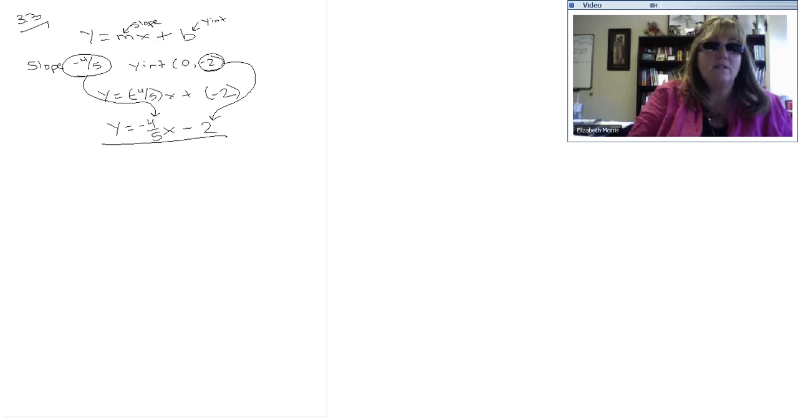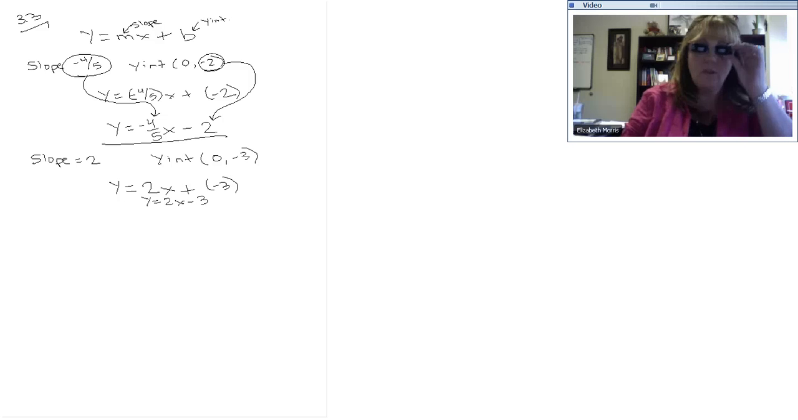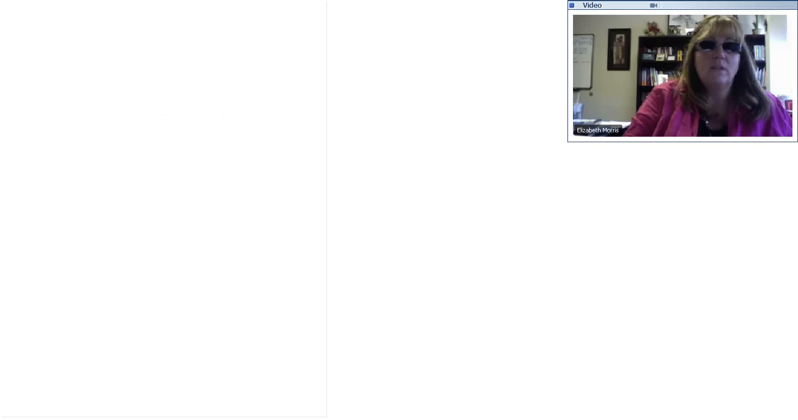What if I said the slope was 2 and the y-intercept was (0, -3)? y equals mx plus b, or y equals 2x minus 3. Done. You fill in the y-intercept, you fill in the slope. Done. Now, if only it was always that easy. It's not. So let's look at what else it can do.